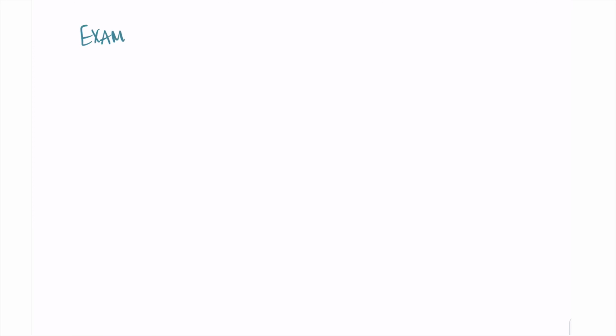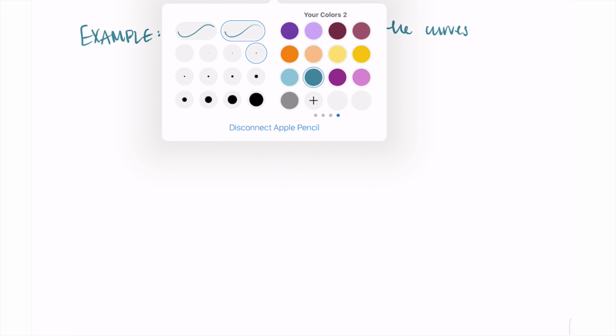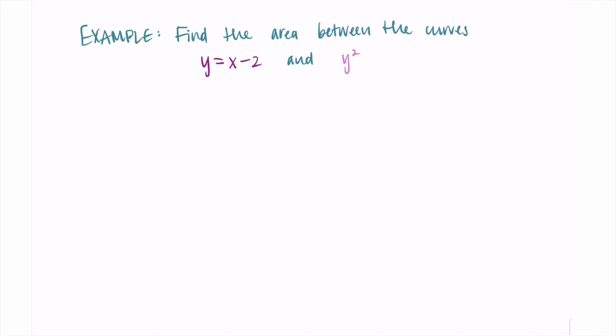So for this example, let's say we want to find the area between the curves y equals x minus 2, and then y squared equals x plus 4.